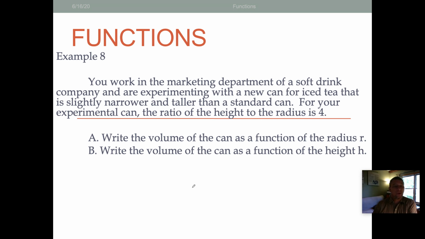Now, example number 8 says, you work in the marketing department of a soft drink company and are experimenting with a new can for iced tea that is slightly narrower and taller than a standard can. For your experimental can, the ratio of the height to the radius is 4.